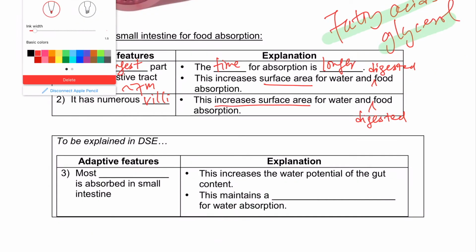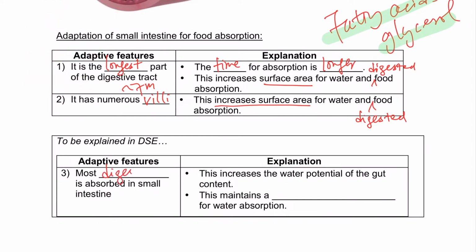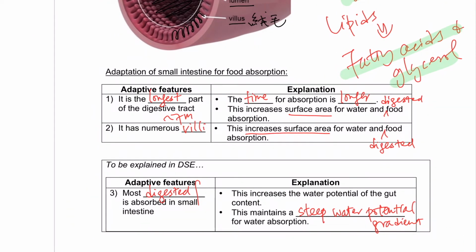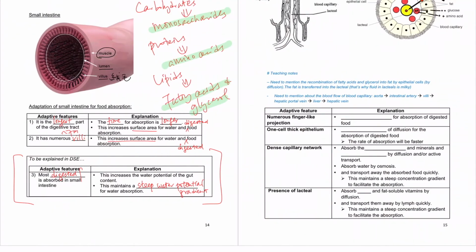Most of the digested food is absorbed in the small intestine, and this can lower the water potential in the blood and maintain a steep water potential gradient for water absorption. If you want to know more about this, you can look it up by yourself, or you can ask me personally later in whatever means, okay? But now I'm not going to discuss it further because it won't appear in the examination. Remember.